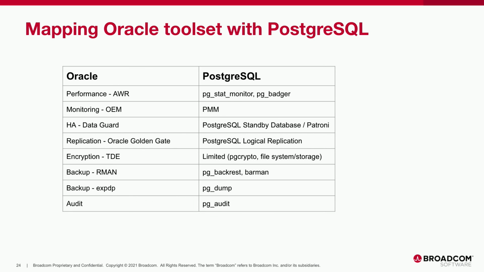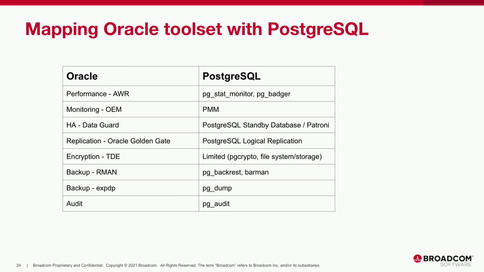So this is just a quick comparison, if you're used to Oracle. In Oracle, AWR reports give you a snapshot of your instance, what queries are running slow, or how your database instance parameters are doing. In Postgres, you have similar tools: PG Stat Monitor, which I think one of the engineers from Percona wrote, and PG Badger. Then on the monitoring side, OEM, which is Oracle Enterprise Manager, I'm sure you're aware of. For Postgres, we have PMM from Percona.